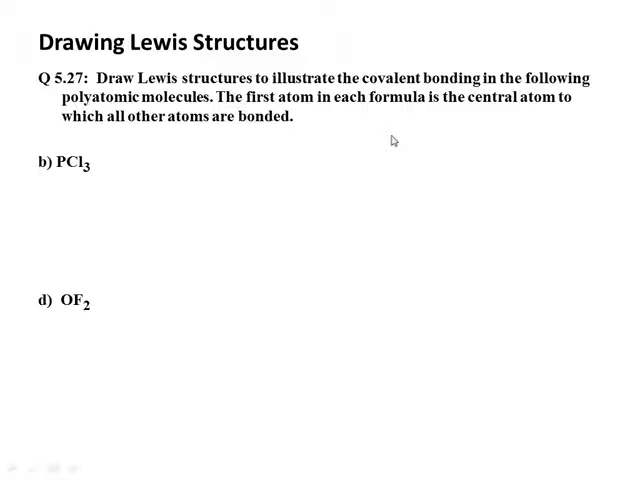Now we are going to use a systematic procedure to draw Lewis structures. Step number 1 for drawing Lewis structures is to count the total number of valence electrons for the molecule. Now, phosphorus has 5 valence electrons. Each of the chlorines has 7. So 3 of the chlorines will be 3 times 7, 21, plus 5 gives us 26 valence electrons.